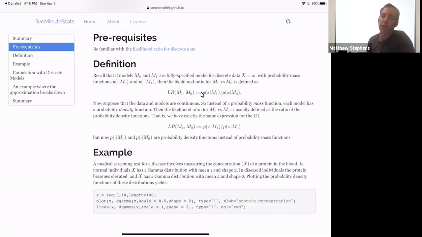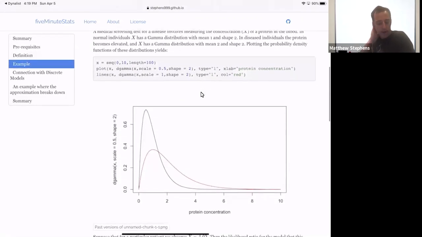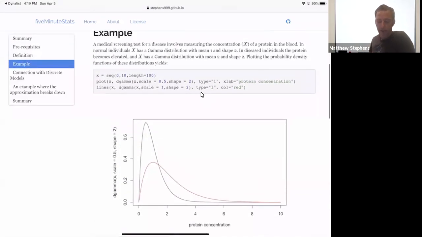So I'll give you an example of this, and then I'll talk briefly about why this is a sensible thing to do and how to think about this. One thing you could just take away from this is that I just use densities instead of mass functions, but maybe you ought to be thinking about why, and we'll come back to that in a minute. Okay, so before we do that, let's take a look at this example.